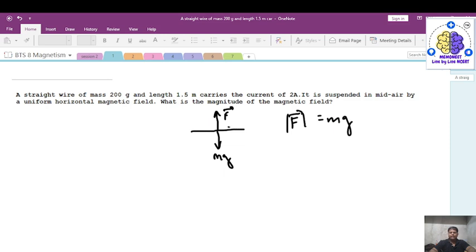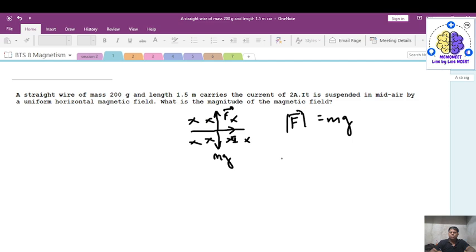Now, if we take the direction of current in this direction, using Fleming's left hand rule, if we place our fingers in the direction of current and in the direction of force, we'll find that the magnetic field is directed inwards into the plane of the paper. So this should be the case, and F should be equal to mg.